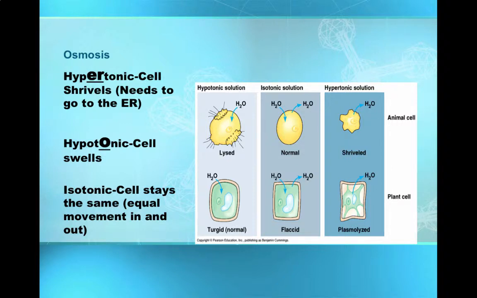Hypertonic solutions are not good for either type of animal cell or plant cell. Think of a hypertonic solution as putting the cells in salt water. There's more salt than water on the outside, so the water will move out and the cells will shrivel up and die. When you are cooking and you add salt to the pan, that's drawing the water out, which is an example of a hypertonic solution.